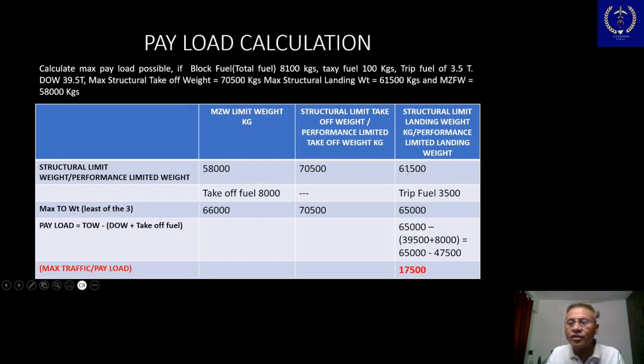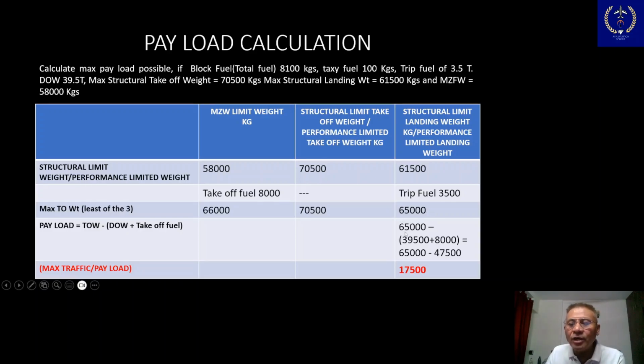So if we add 61,500 plus 3,500, it becomes 65,000 kgs. So I need to take the least of these three takeoff weights. In this example, the least is 65,000 kgs. Any weight which is more than 65,000 kgs will violate my structural limit landing weight.